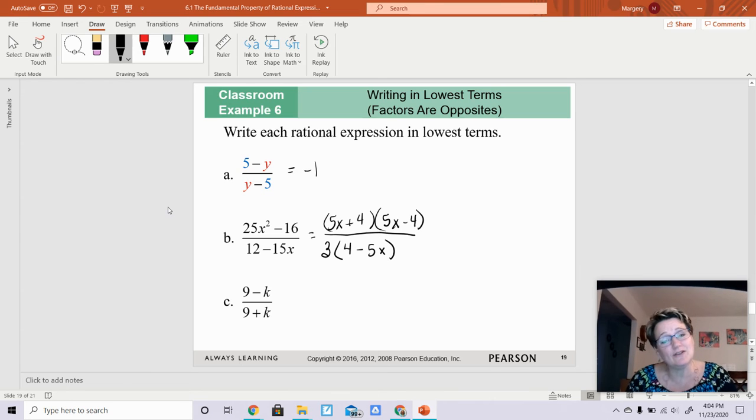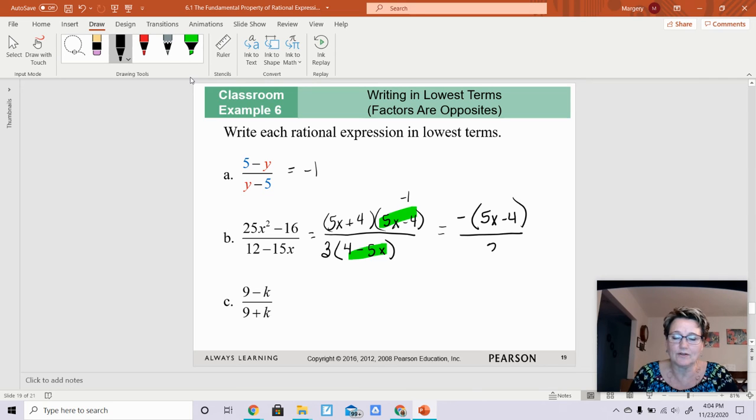So here's something a little tricky. I've got a positive 4 here, and I have a negative 4 here. I have a negative 5x here and a positive 5x here. These are actually opposites of each other. So what I could do is I could cancel these two out, and I would make it a -1. So I would end up with negative 5x plus 4 over 3. And you're finished. You got it done.